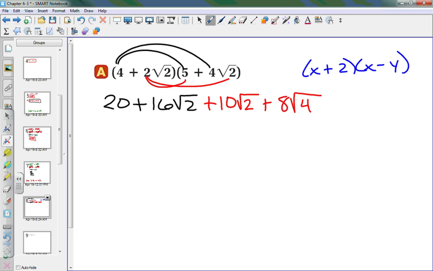This right here, let's go from left to right. Can I do anything with 20? No, drop it down. Can I do anything with the square root of 16 times the square root of 2? No, I can't simplify the square root of 2, so I drop it down. Can I do anything with 10 square roots of 2? No, I drop it down. Can I do something with the square root of 4? Yes, that comes out to be 2. So now what is 8 times 2? 16. Do we all see that?